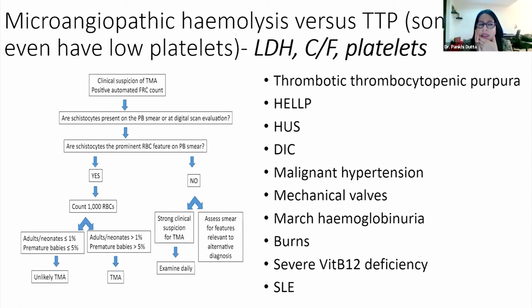So we see fragmented cells whenever there is a mechanical trauma or there is some kind of angiopathy. So the cells are traumatized when they're passing through the blood vessels. Even if you have malignant hypertension, this can occur. If there is a turbulence because of an abnormal valve or a mechanical valve, this can happen. But in those situations, we are not that worried.